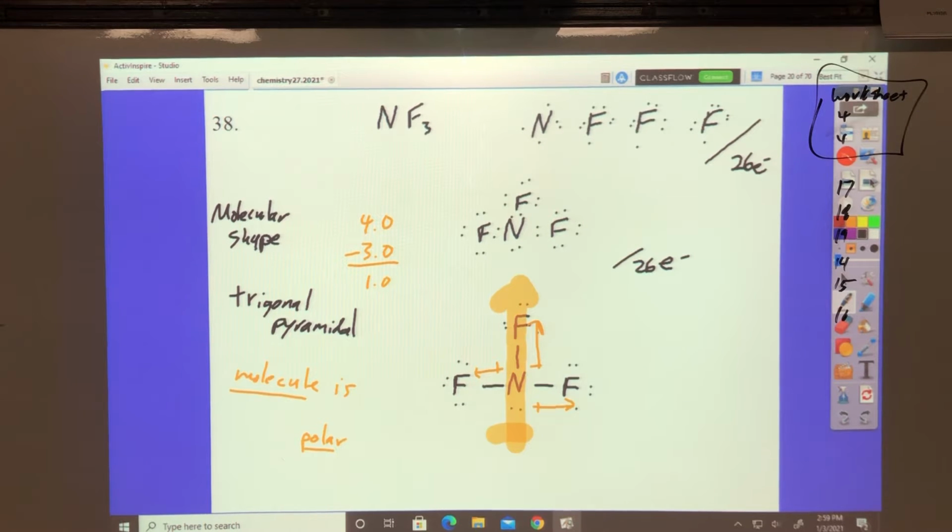Okay, going on to the next one. Make sure this is working right. Looks good. I am not doing these necessarily in the order in the book, so let's back up to number 38.